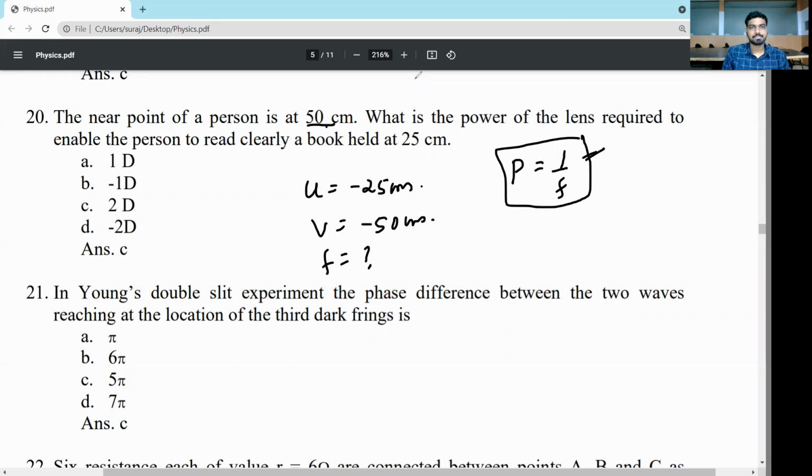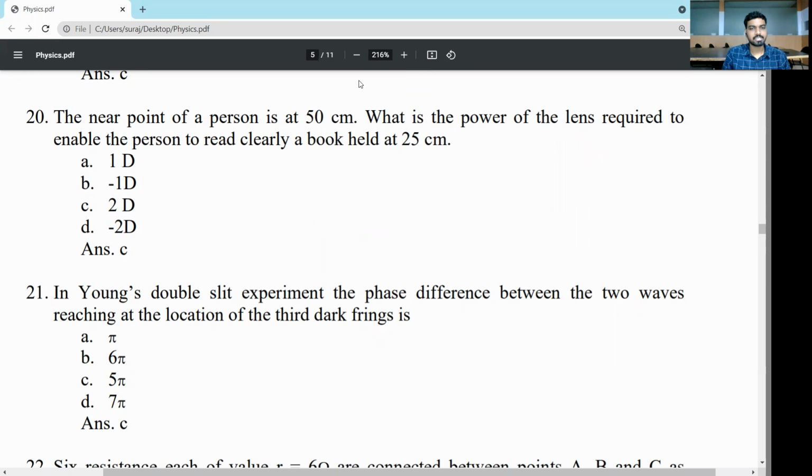Question number 21. In a Young's double-slit experiment, what is the phase difference between two waves reaching the location of the third dark fringe? Phase difference, third dark fringe. Location of the third dark fringe will be how much? See, for dark fringe, x equal to what? We know that path difference equal to x d by D.